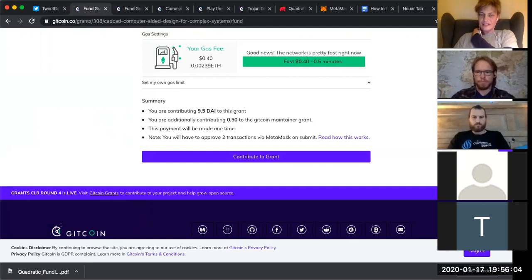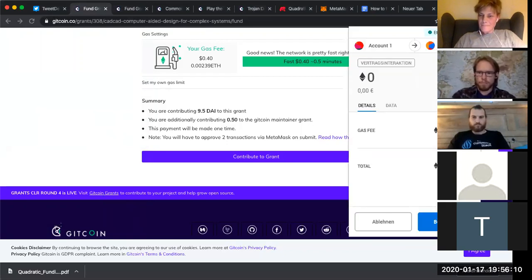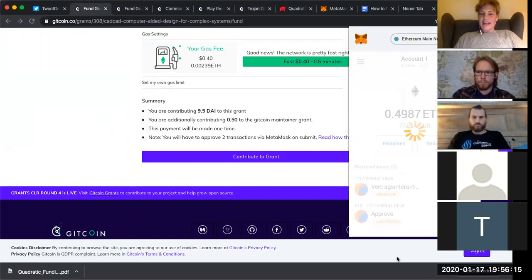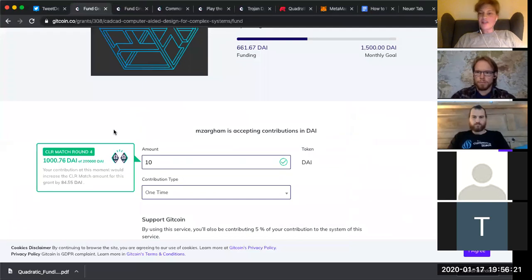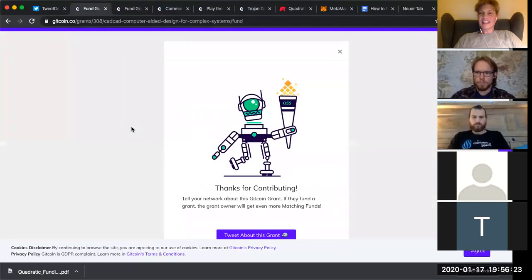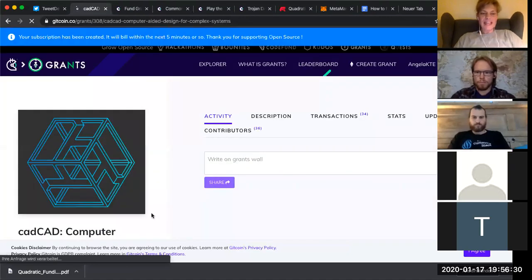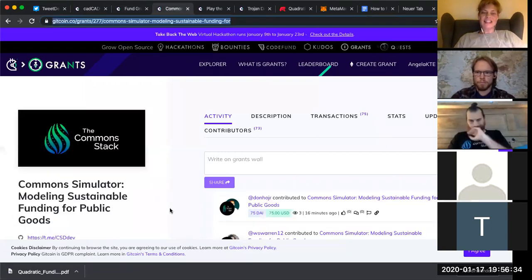Let's take a look. Yeah, confirm. And that's it. So it's pretty straightforward, but the magic is, if I do it, it's okay. If we all do it, it really makes a difference. So I really invite you to contribute to CatCat, to contribute to the Commons Stack.